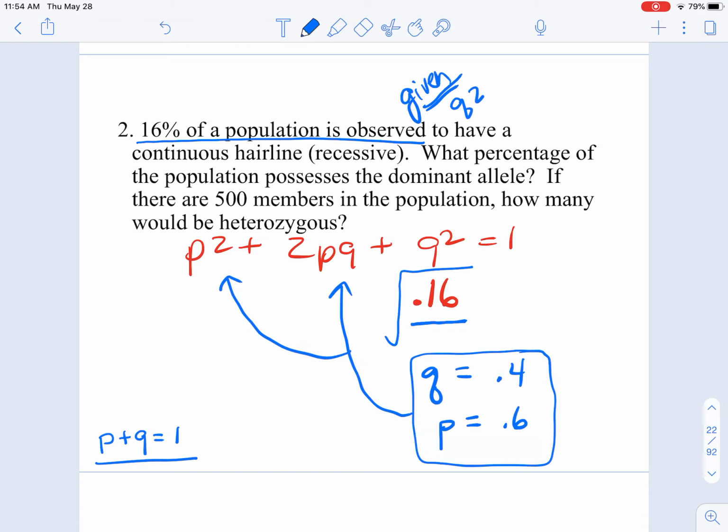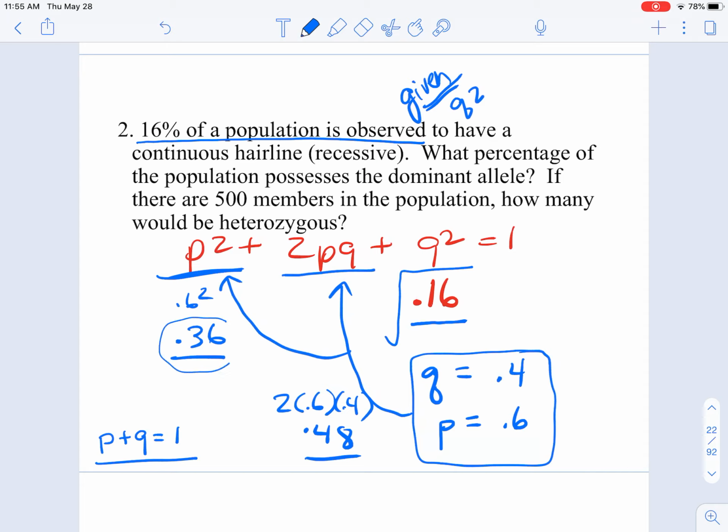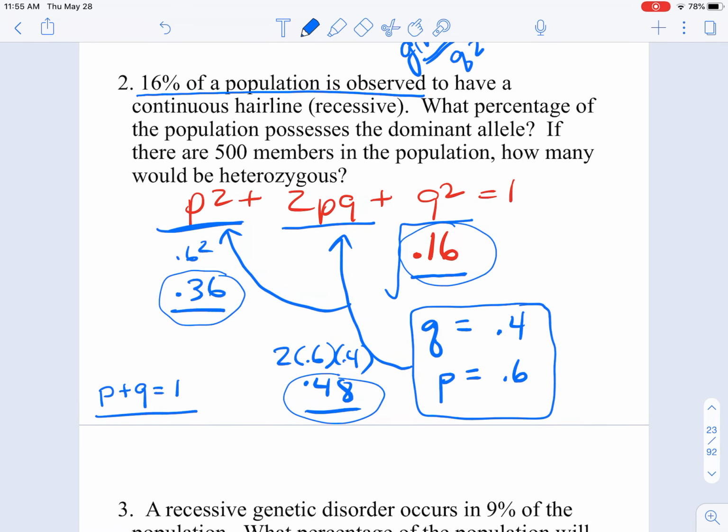How do you do that? Simply, now that you know q is 0.4 and p is 0.6, to get p squared, it's just 0.6 squared. So your answer is 36% of the population are homozygous dominant. How do we get the heterozygous group? It's 2 times p times q. So if we do that, 2 times p times q, we find out that 48% of the population is actually heterozygous, 2pq. Add these up, you can try it out. 36%, 48%, and 16% will equal 100. That's all of the individuals.